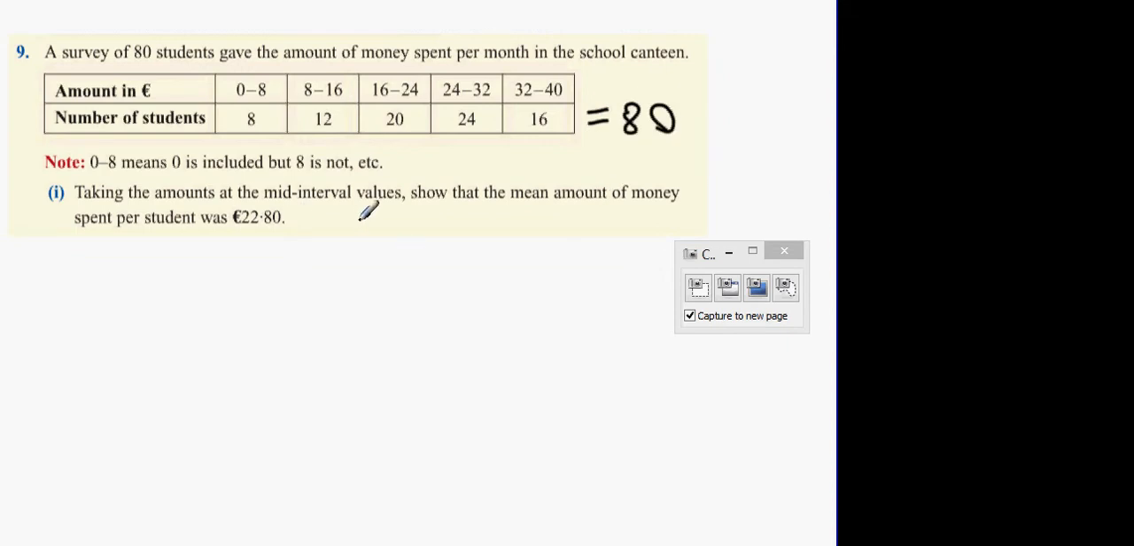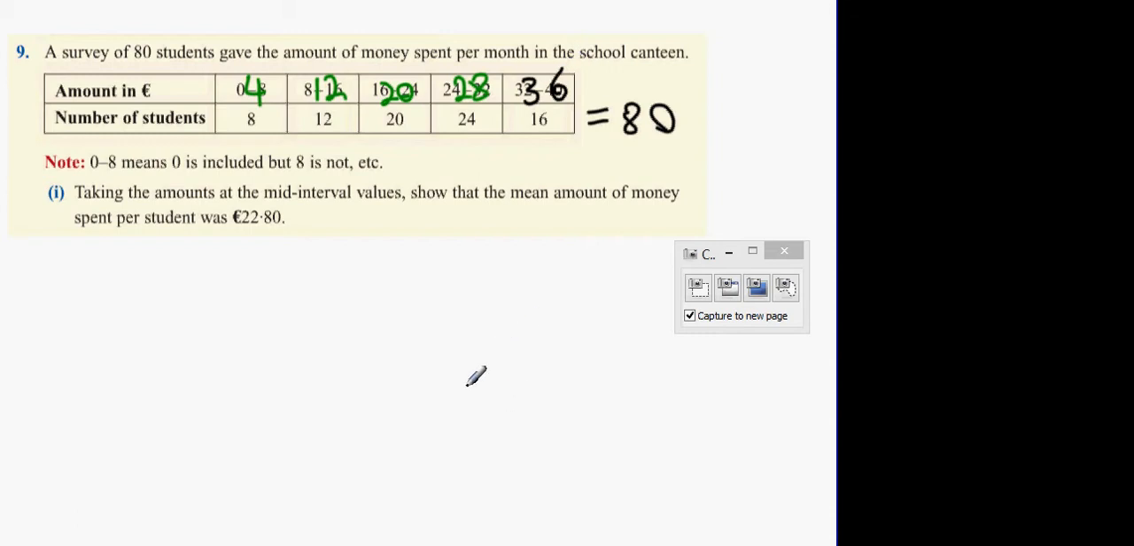Now, taking the mid-interval values, show the mean amount spent per student was €22.80. What we do is we get the middle of each interval. The middle of this one should be 4. The middle of this one is going to be 12. Remember, add the lowest one to the highest one and then divide by 2. That's how you find out what it is. The next one is 16 plus 24, which is 40. 40 divided by 2, 20. The one after that is 24 plus 32, which is 56. Divided by 2 is 28. The next one is 32 plus 40, 72. 72 divided by 2 is 36.